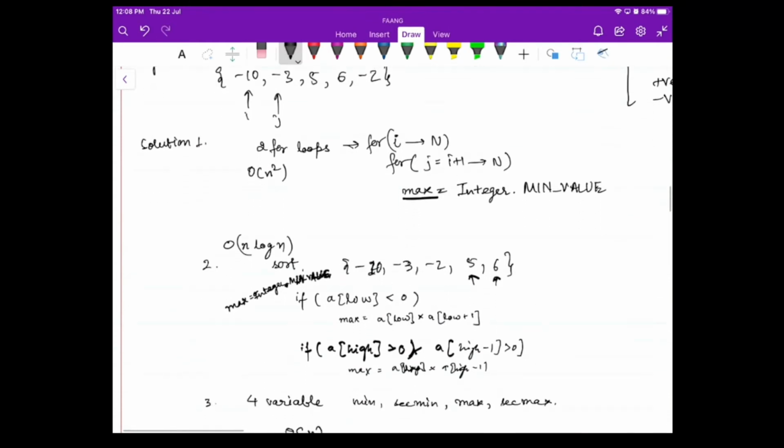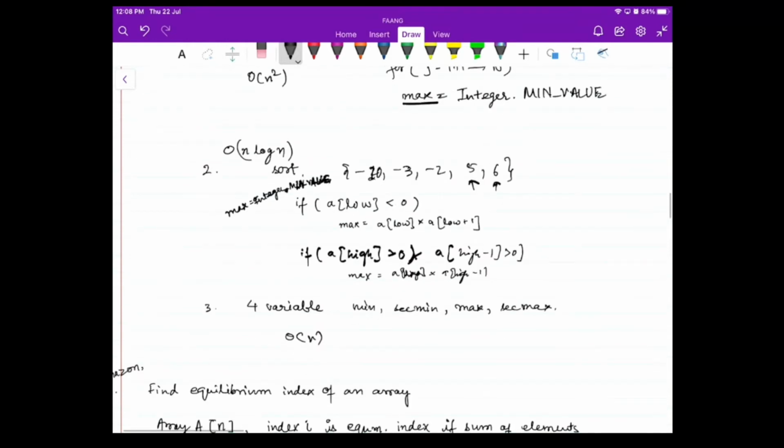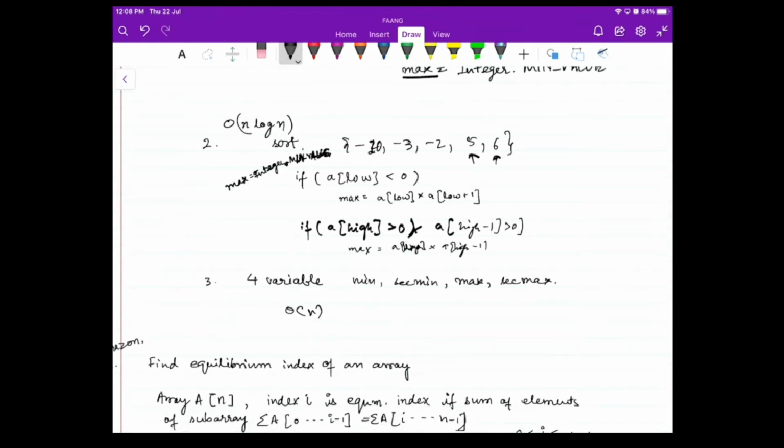Now the second approach could be sorting the whole array, so the time complexity goes to n log n for sorting. And then we will have two pointers, one for the minimum and the other for the maximum, or low and high, pointing to two indexes in the sorted array.